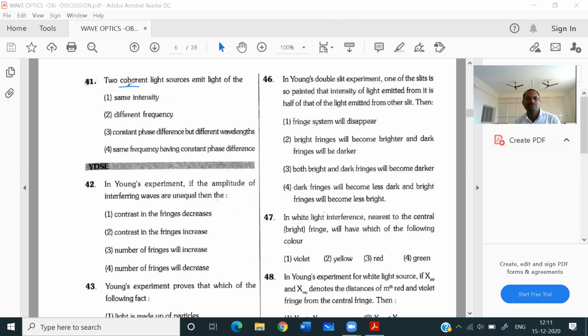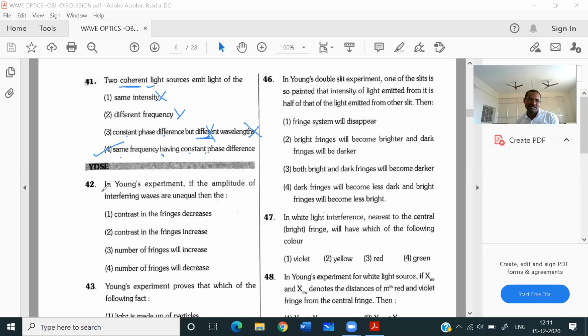If they are coherent sources, they should emit light of the same frequency or constant phase difference. Correct? Yes. So same frequency and constant phase difference. Same intensity, wrong. Different frequency, wrong. Constant phase difference, okay, but different wavelength, they said, so wrong. So same frequency having constant phase difference. Yes, the fourth option is the right answer.